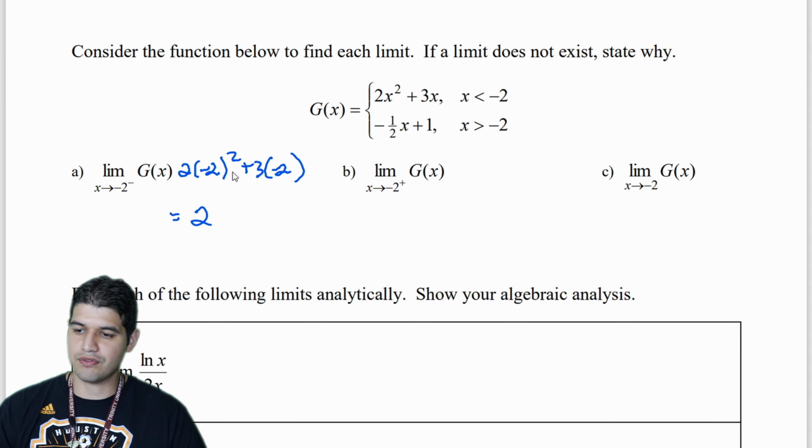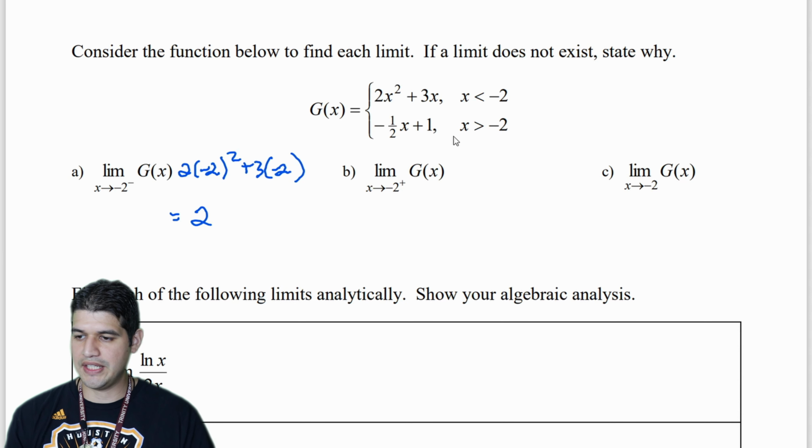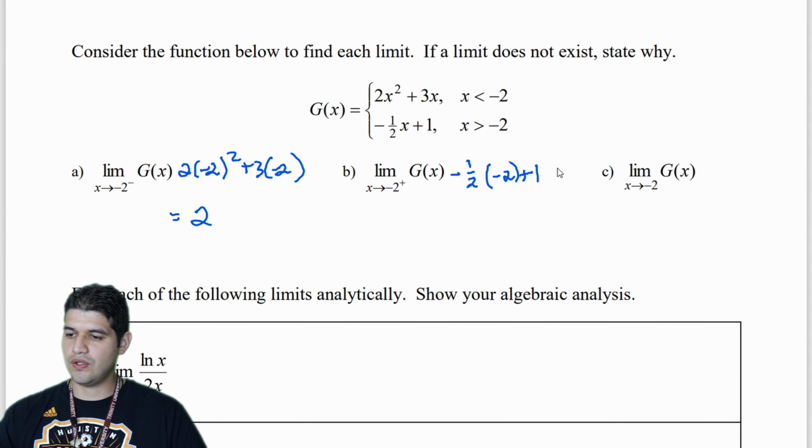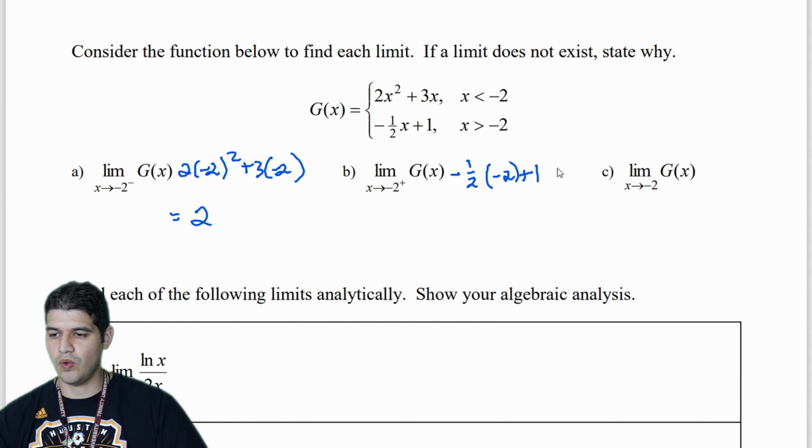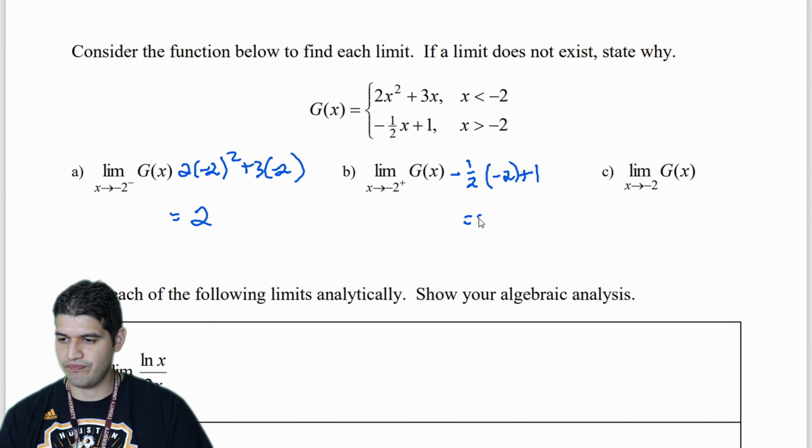Now let's check it from the right side. So I'm going to use our second equation. -1/2 times -2 plus 1. So -2 and -1/2, that makes 1. 1 plus 1 is going to get me 2.